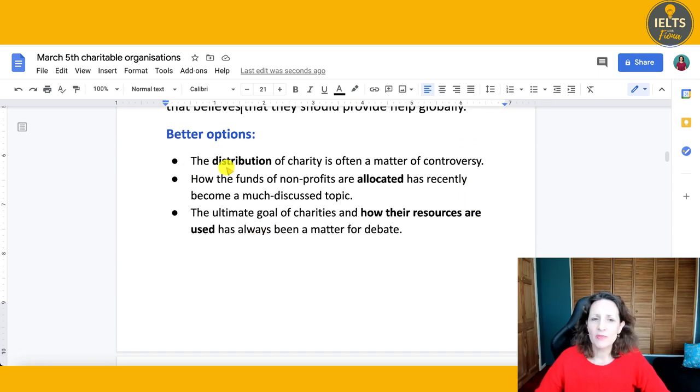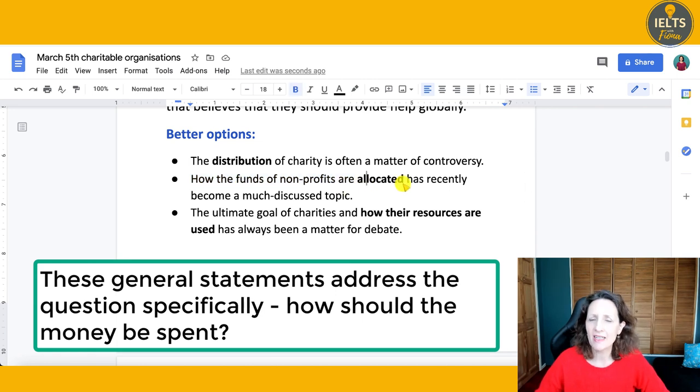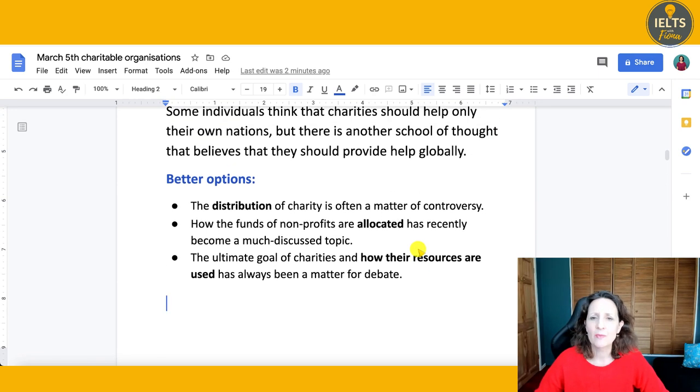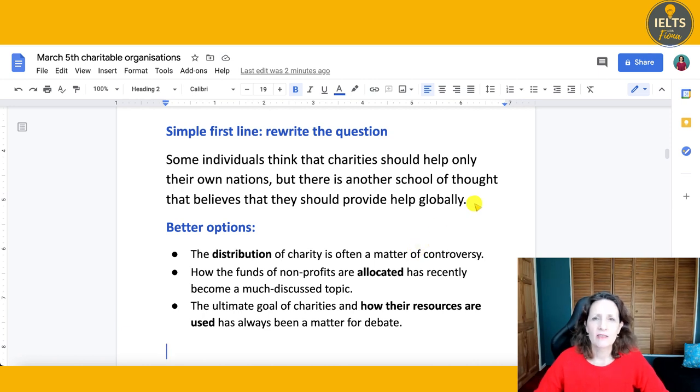They did come up with these, actually. And the first one we saw before, the distribution of charity is often a matter of controversy. Synonym for this, how the funds of non-profits are allocated has recently become a much discussed topic. Yes, because this is the heart of the issue, how these funds are allocated. And this is the same. The ultimate goal of charities and how their resources are used has always been a matter for debate. We've always discussed where should the money go, how should the money be spent. So these three examples of a first line to me are much closer to a model answer and a band nine than simply copying the question. But it doesn't depend on your first line, it depends on the rest of the essay, of course.